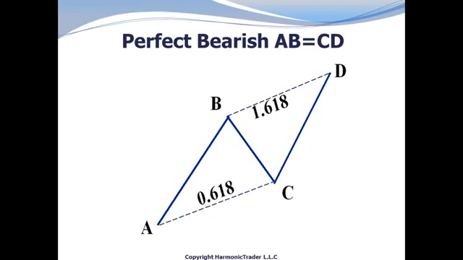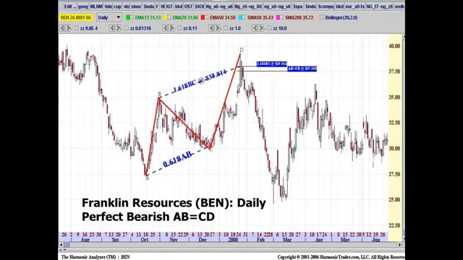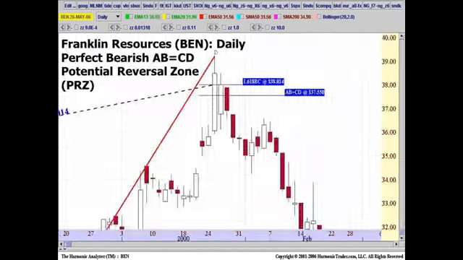Perfect bearish AB equals CD pattern. This is an equivalent and symmetrical structure that possesses a C point at a 0.618 and a BC extension of 1.618. On this daily chart of Franklin Resources, we see a very distinct and symmetrical structure where the time duration for each leg was almost exact and possessed an AB equals CD equivalent point that was complemented by a 1.618 BC extension.